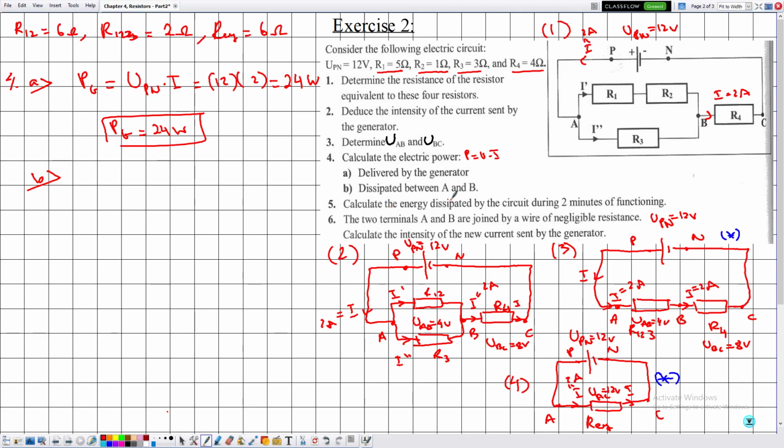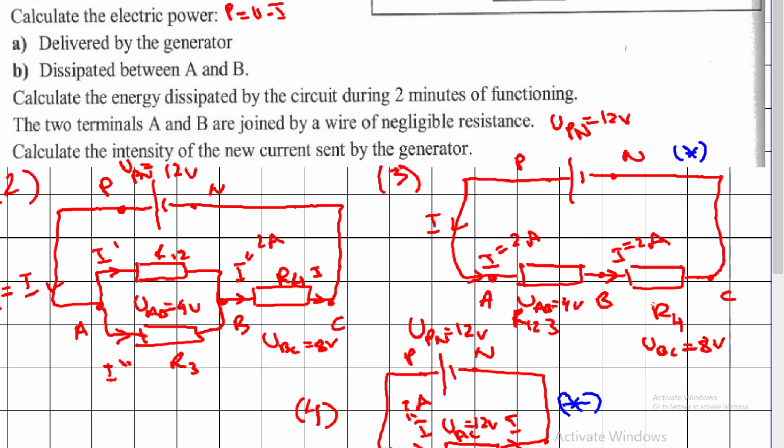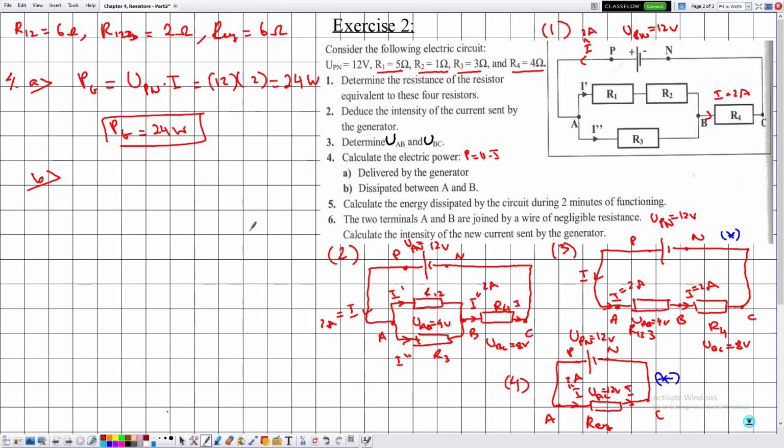Now between A and B we are free to choose any electric circuit, so either 4, 3 or 2 or even 1. But notice that in the third configuration, we know the voltage between A and B and we know the traverse current, so directly P across A and B is equal to UAB multiplied by the current I, which is equal to the voltage UAB, which is 4, and the value of the current I is 2, which is equal to 8 watts, because everything is expressed in the SI.